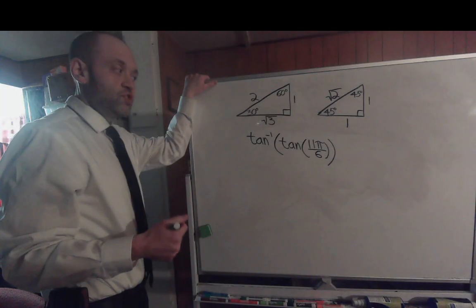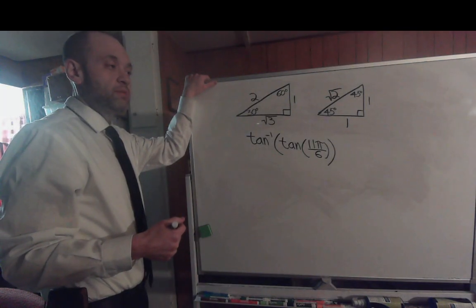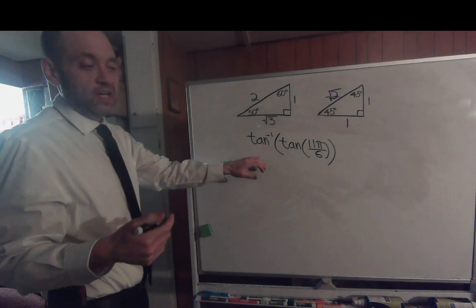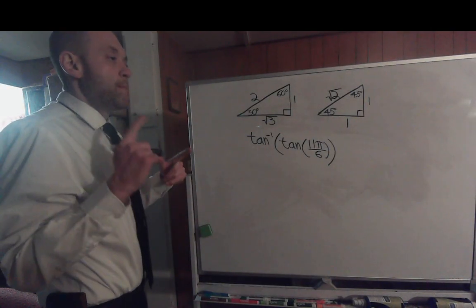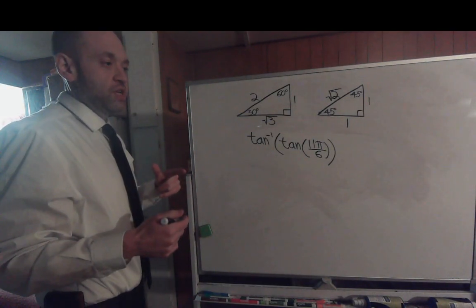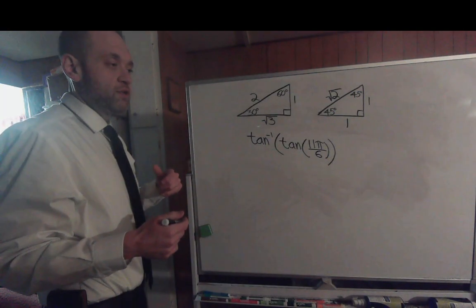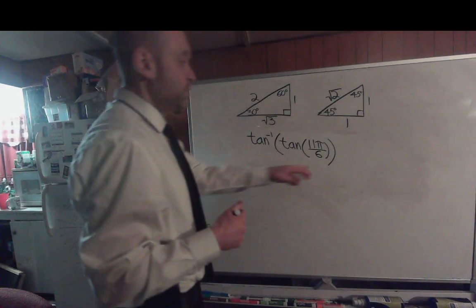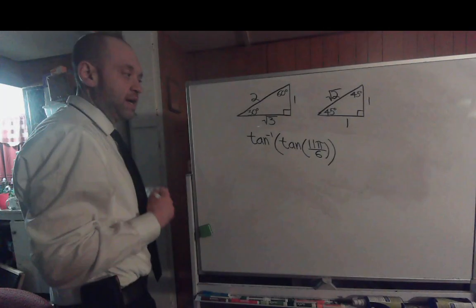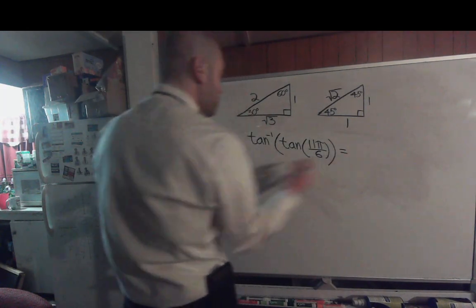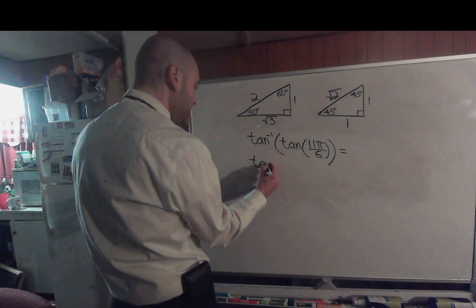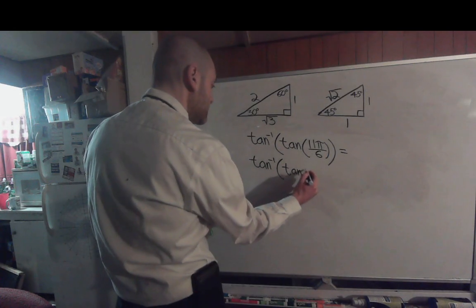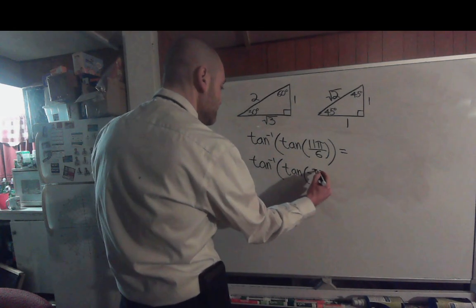That's out of the range of the tangent inverse, rather. What is the range of the tangent inverse? It's from negative pi over 2 non-inclusive to pi over 2 non-inclusive. If we subtract 2 pi from 11 pi over 6, what we should get is the tangent inverse of the tangent of negative pi over 6.